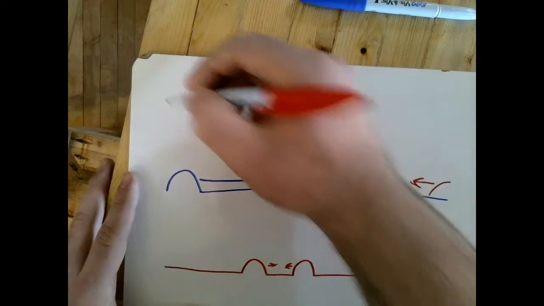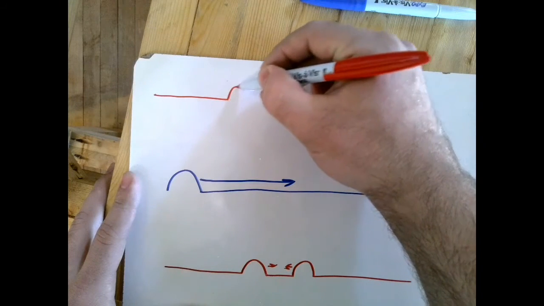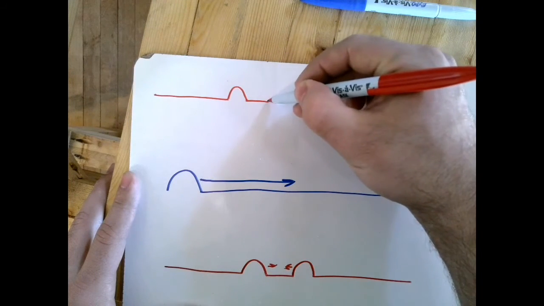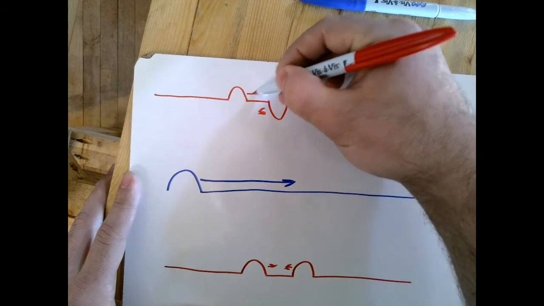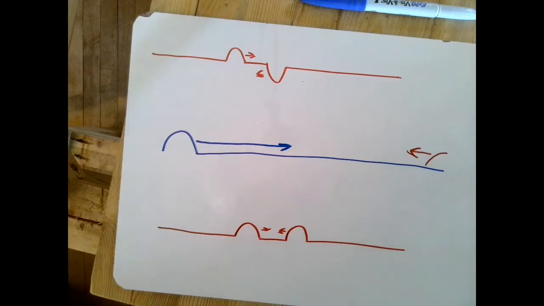And then the other thing is when I've got a pulse going up and a pulse on the other side going down, and these are both traveling towards each other. What happens when those meet? So really, how does the energy move through this?